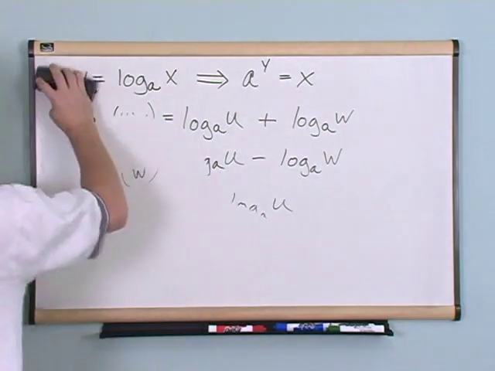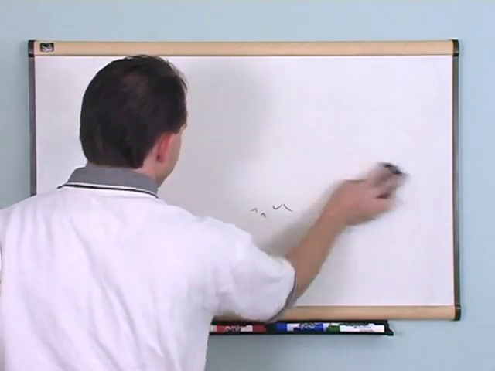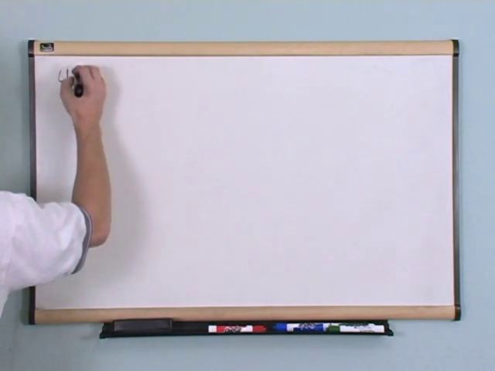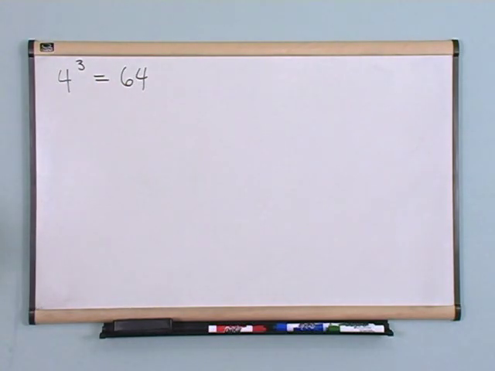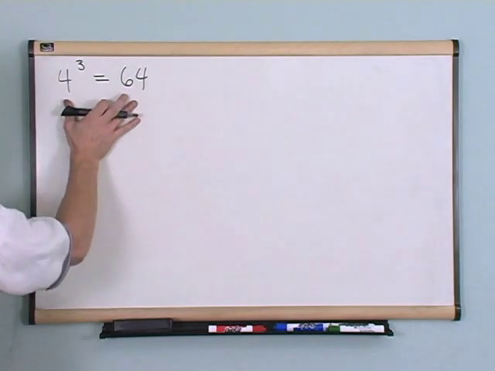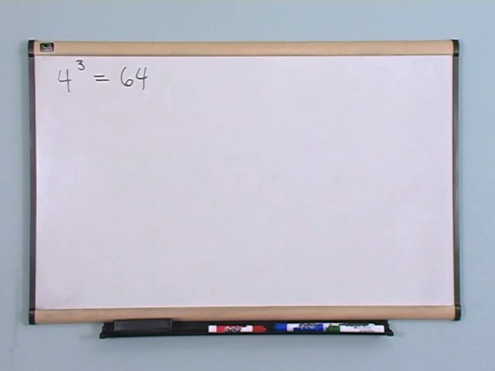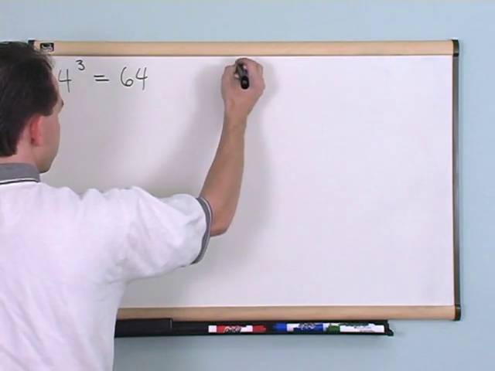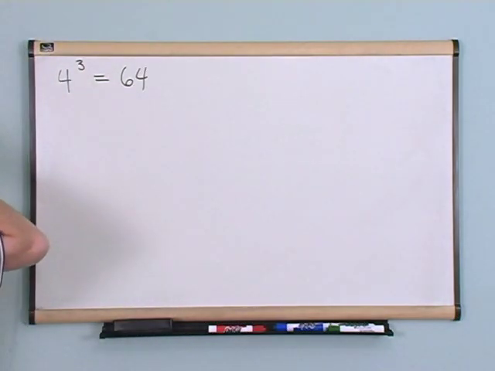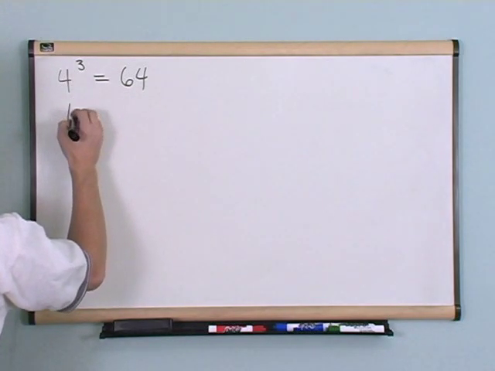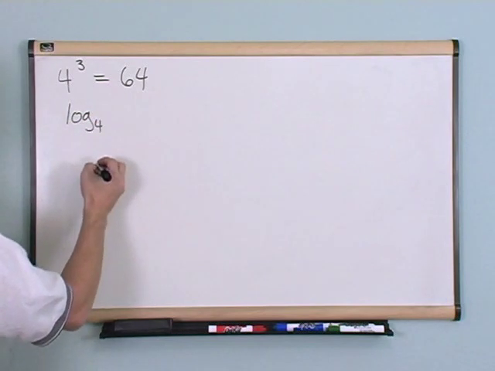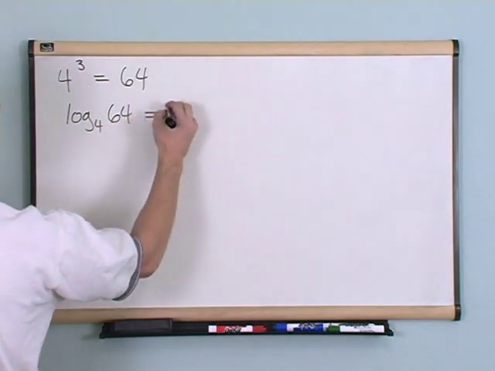After we've talked about this, let's work a few problems that use some of those properties. First set of problems is going to be this. 4 to the third power equals 64. Question is, write this equation in log form. We've already talked before about how to do that, and so now we're going to do that here. I'm just going to write it down and we're going to talk about it. What this means is log base 4 of 64 would equal 3.